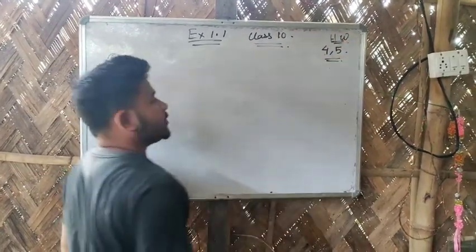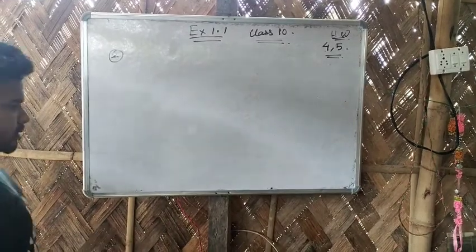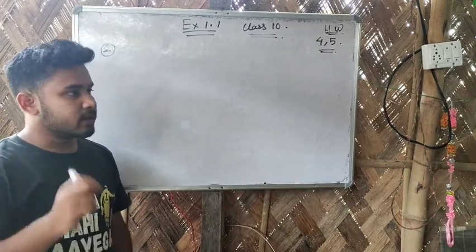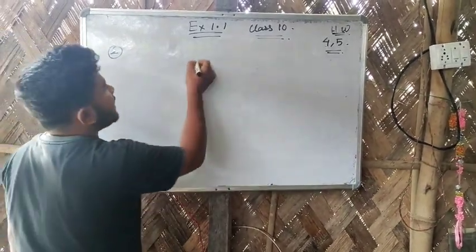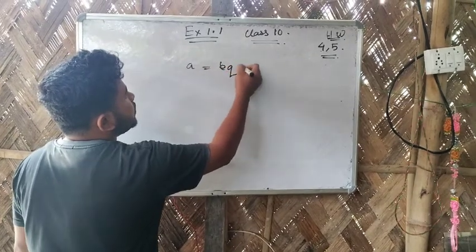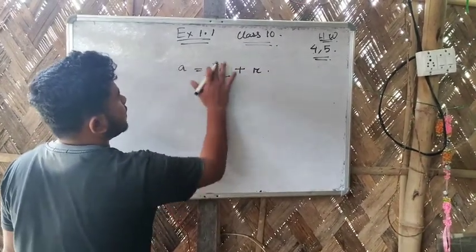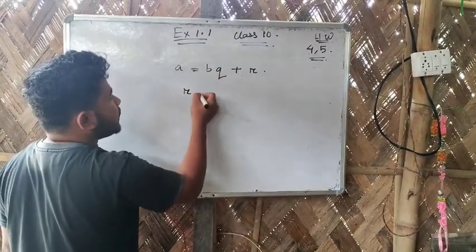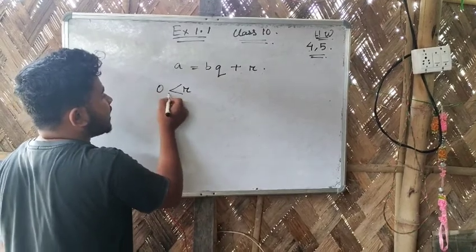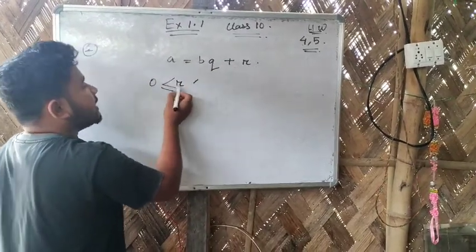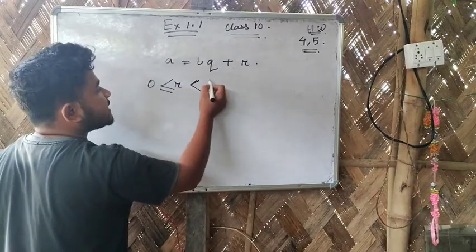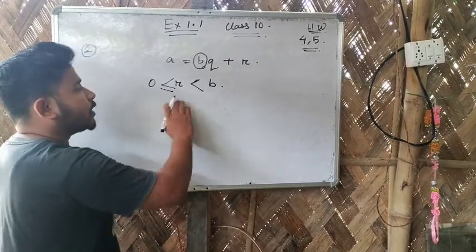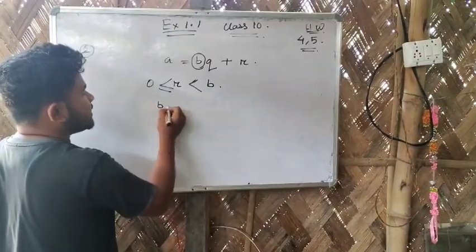Now, before starting question number 2, I want to mention one rule we have, called Euclid's division algorithm. The formula of Euclid's division algorithm is A = BQ + R, where R is always greater than or equal to 0 but less than B. Whatever the value of B, R will always be less than B. For example, suppose B is equal to 6.